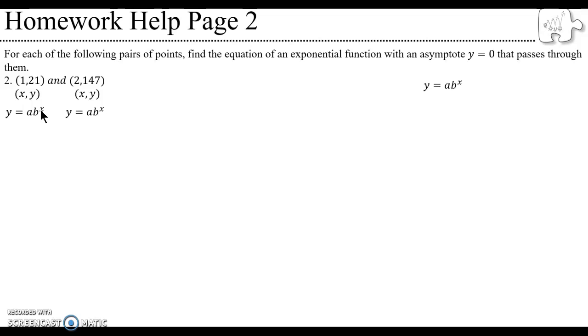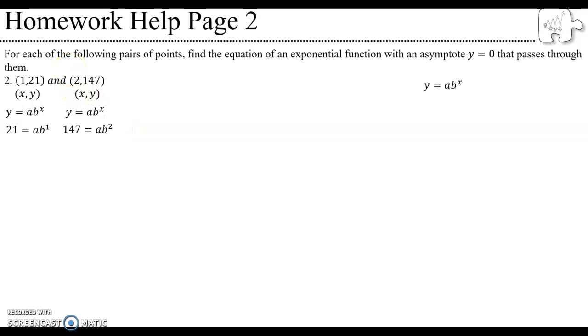So let's see what we get when we plug them in there. y is 21, so we get 21 equals a times b to the 1, because x is 1. Here y is 147, so we get 147 equals a times b to the 2, because x is 2.